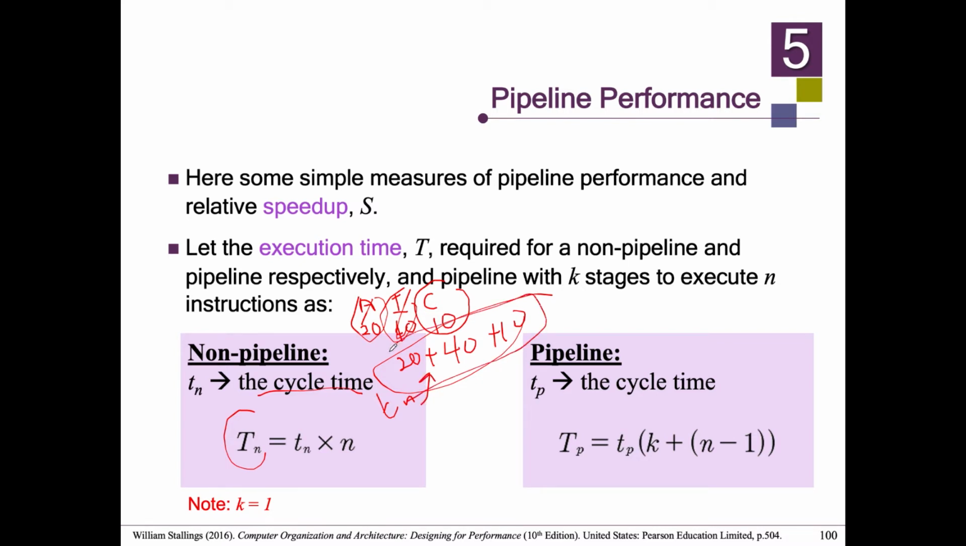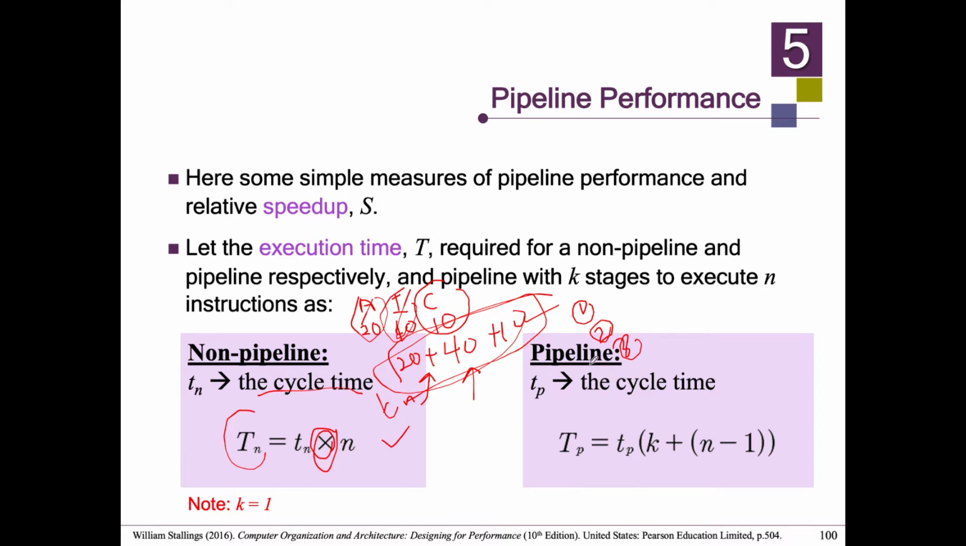If this is only one paper, one instruction, and you have several, let's say 2 papers or 3 papers, you multiply by how many times you did it for one paper. If 3, you just multiply it. So this is the equation for non-pipeline.